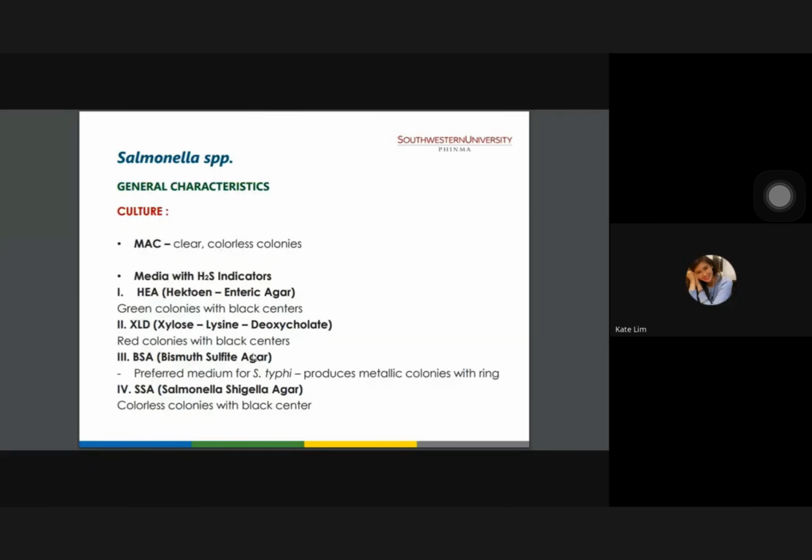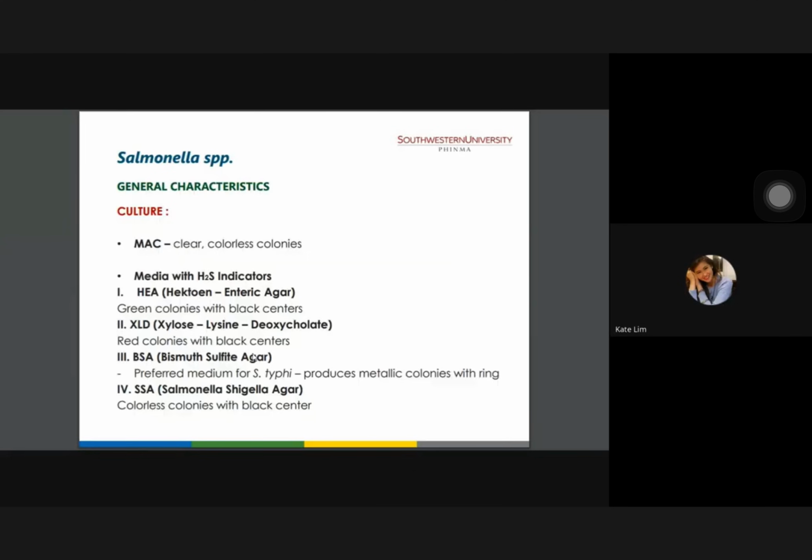How about your bismuth sulfite agar, or your BSA? This medium is particularly useful for isolating Salmonella typhi. Colonies usually appear metallic with a ring around them. Later on, I will show you an example. This metallic sheen, if you remember your E. coli, that was a greenish metallic sheen. This one is just a metallic sheen. A metallic sheen actually confirms the presence of S. typhi. This is a very unique feature of Salmonella typhi. Again, BSA, Salmonella typhi, metallic ring.